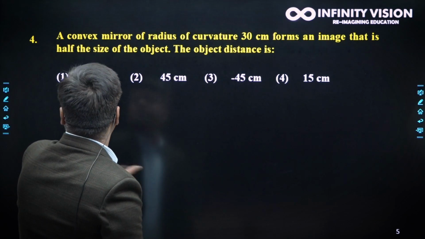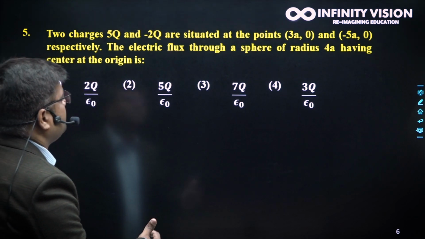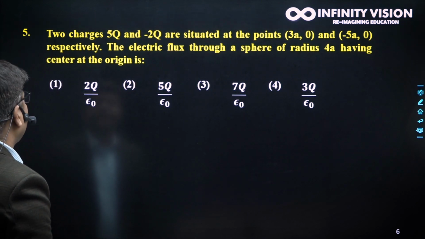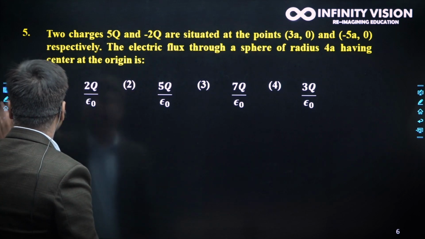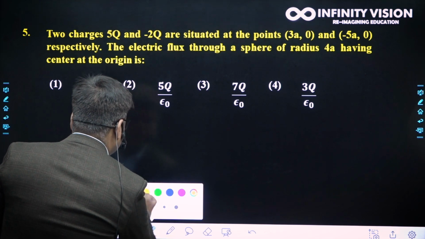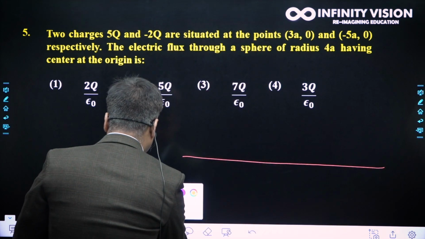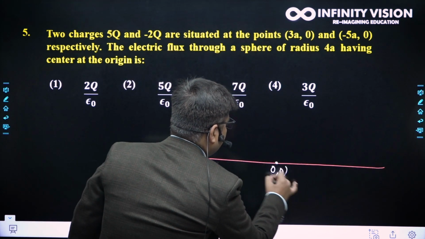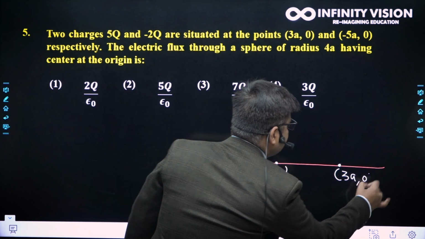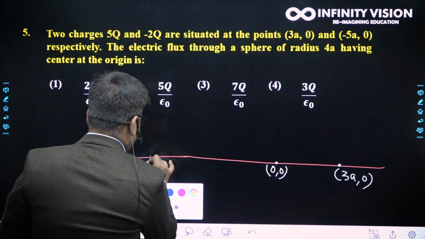Now coming to question number 5. Two charges 5q and minus 2q are situated at the points (3a, 0) and (minus 5a, 0) respectively. The electric flux through a sphere of radius 4a having center at the origin is. Now they are asking about electric flux through a sphere. Let's draw a schematic of the question. Let's suppose this is our x-axis and this is the origin. Two points are given. One is (3a, 0), which will be on the right side. And the other is (minus 5a, 0), so it will be, let's suppose, here.